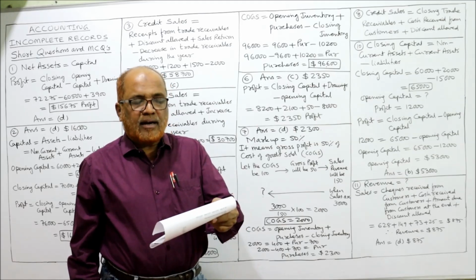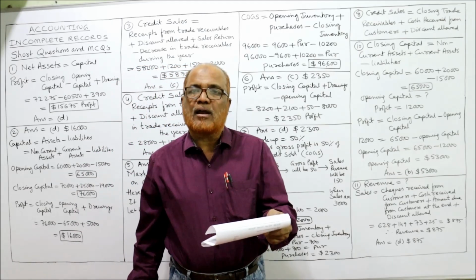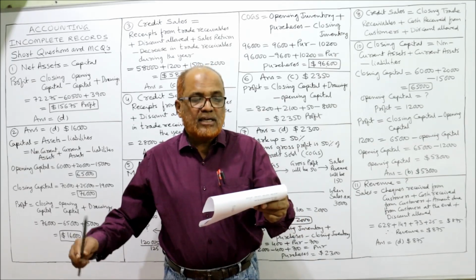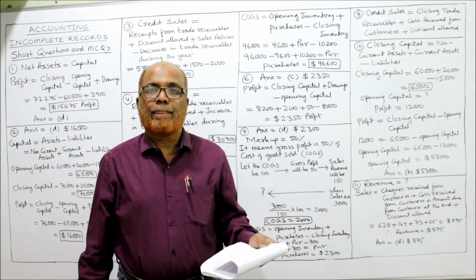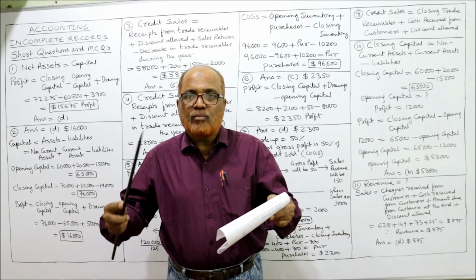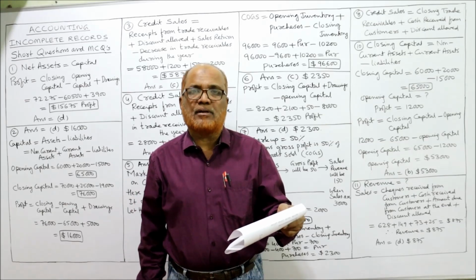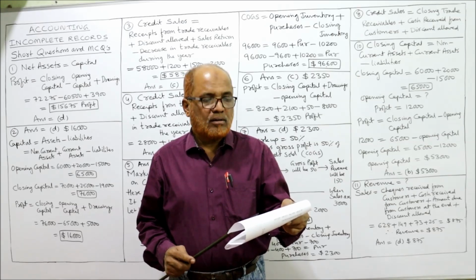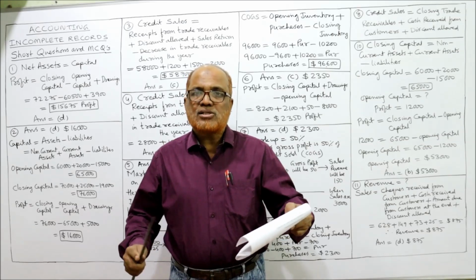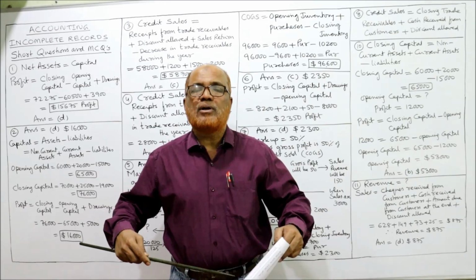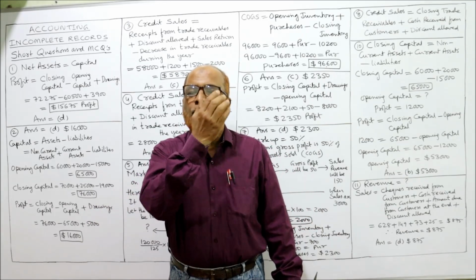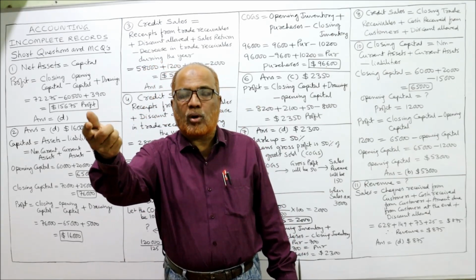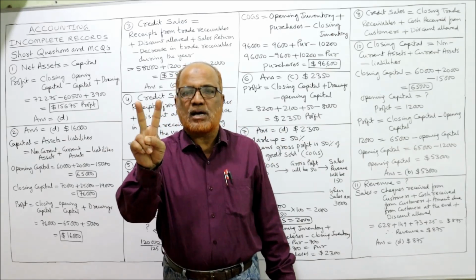Ninth one. A trader does not keep proper accounting records, incomplete records. Her capital at the end of the financial year is higher than at the start. Closing capital was more than the opening capital. What does it say? She has not introduced any further capital during the year. What does this show? See here, when we compare opening capital with closing capital, if closing capital is more than opening capital, two reasons are there.